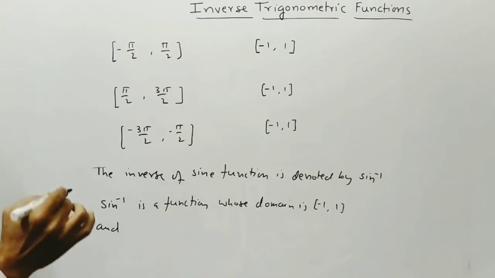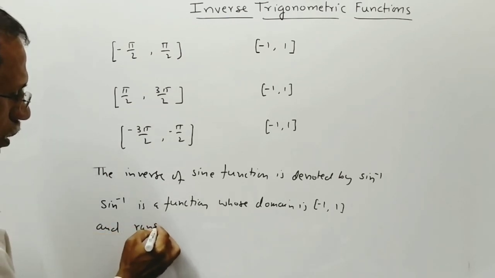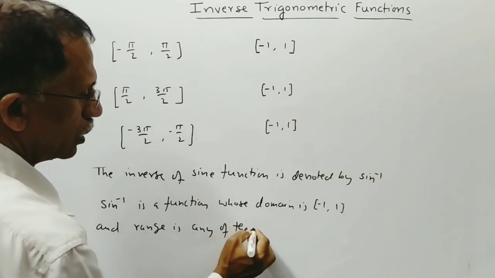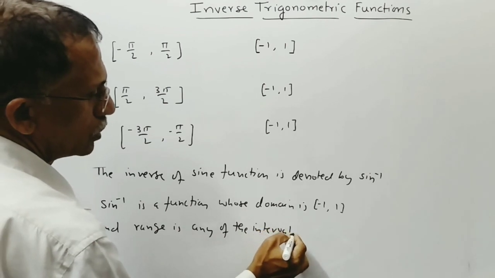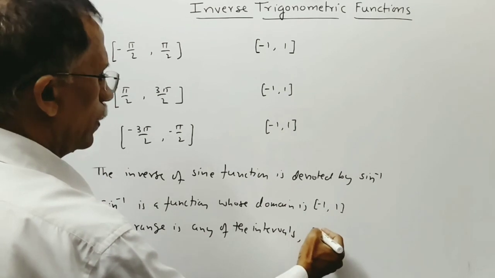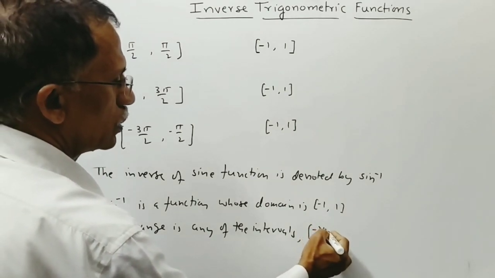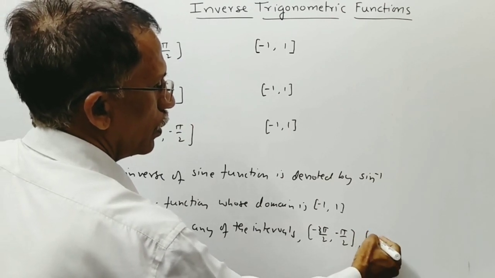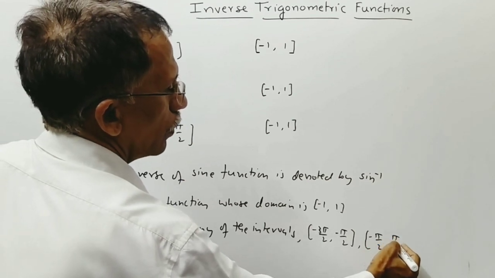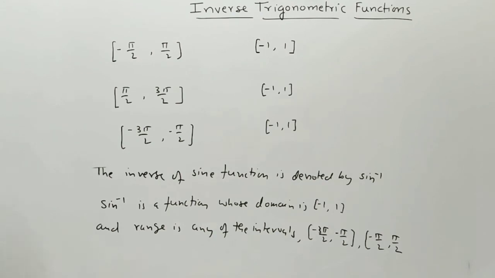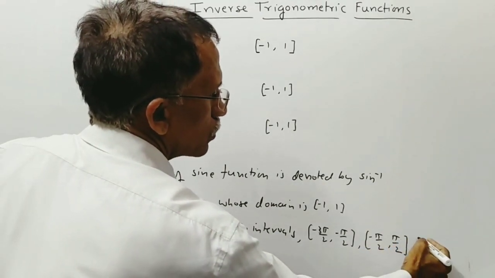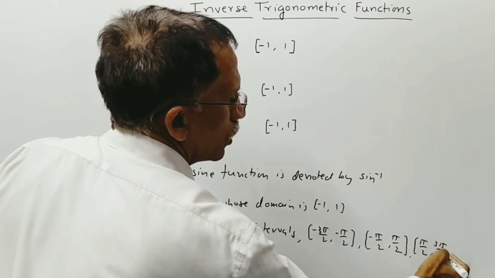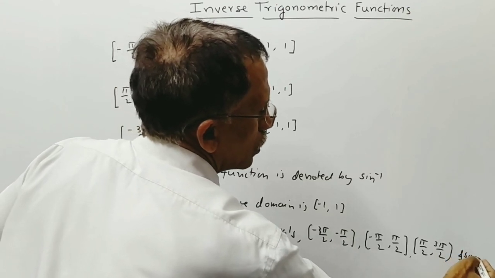And range is any of the intervals closed interval minus 3 pi by 2 to minus pi by 2, minus pi by 2 to pi by 2, closed interval pi by 2 to 3 pi by 2, and so on.